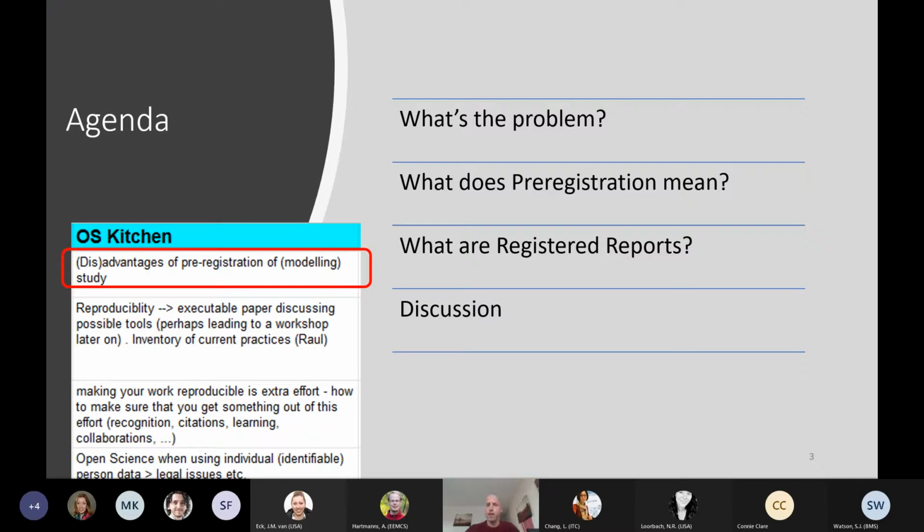But this event shouldn't feel like a lecture. So I'm also new to the topic of pre-registration and registered reports. And I'm very curious about what you think about this topic. So where do you see the advantages and disadvantages? Do you think this is relevant for your work? Or not at all. And this is what we can discuss at the end.